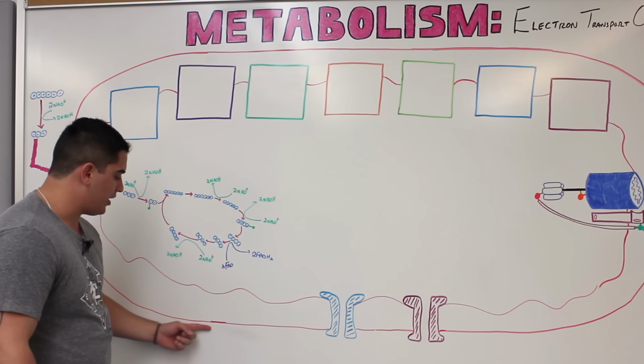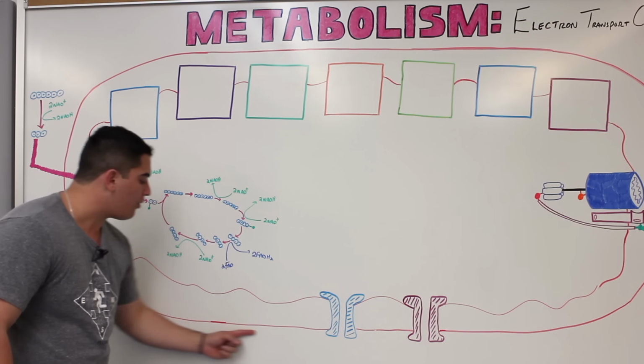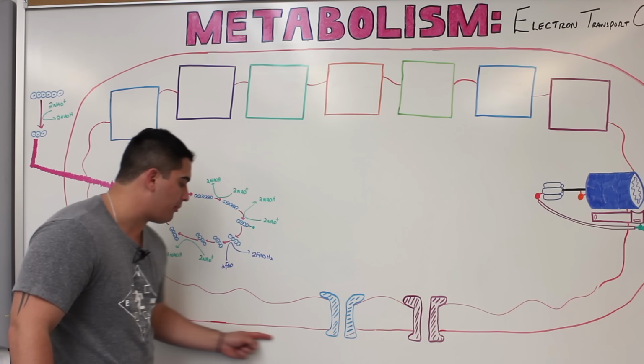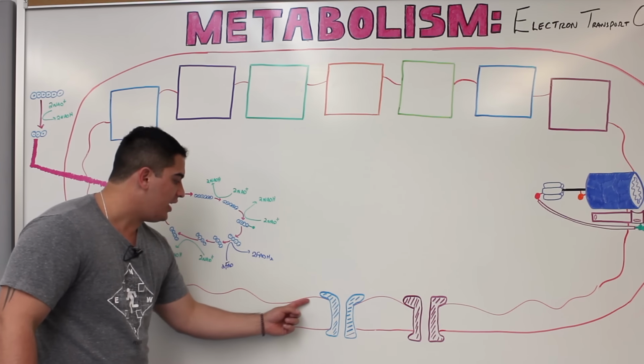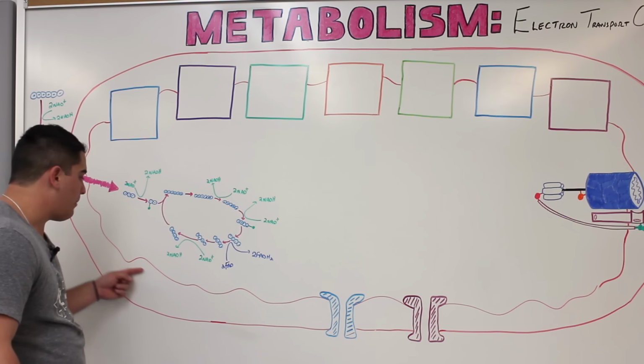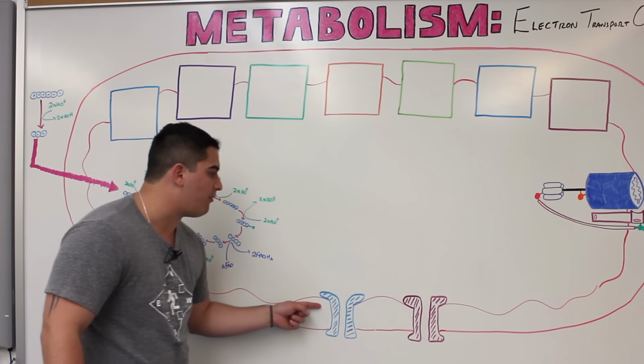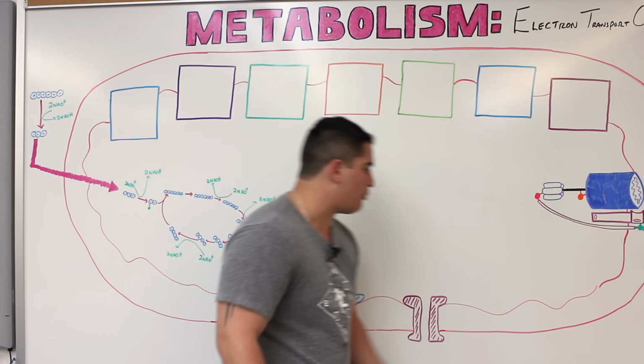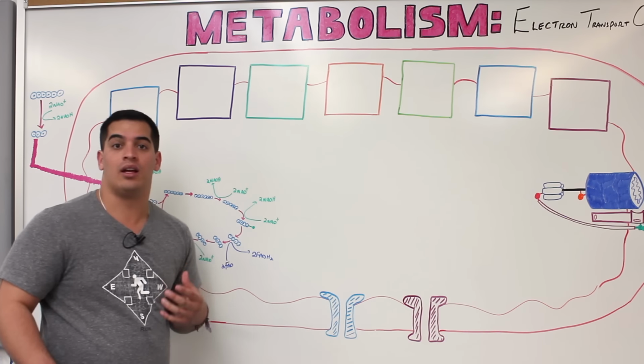This whole thing right here is the outer membrane of the mitochondria. Then there is the inner membrane of the mitochondria, which is going to have a lot of nice folding. You see how it's really folded? That folding of the mitochondria is called the cristae of the mitochondria.